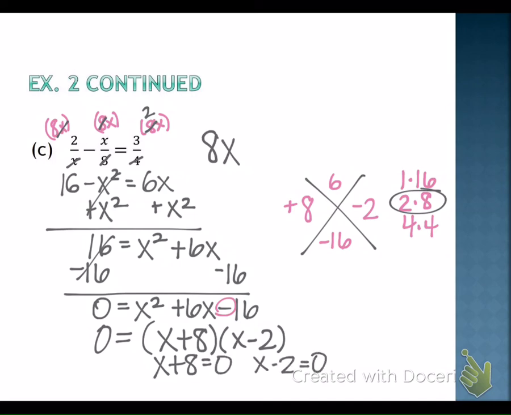How do I solve for the first x? Subtract 8. So x equals negative 8. And for the second equation, add 2. And so x equals positive 2. And there you have it. Those are your answers. x is equal to negative 8 and x is equal to 2. Are there any questions? That is 11.8.